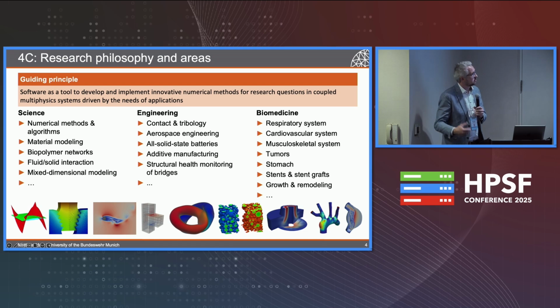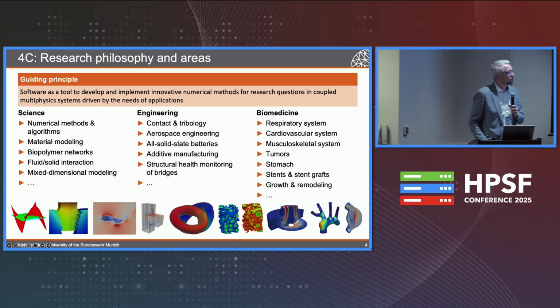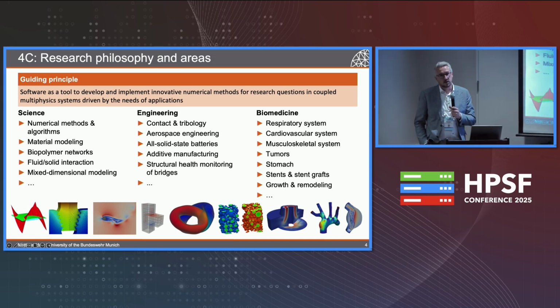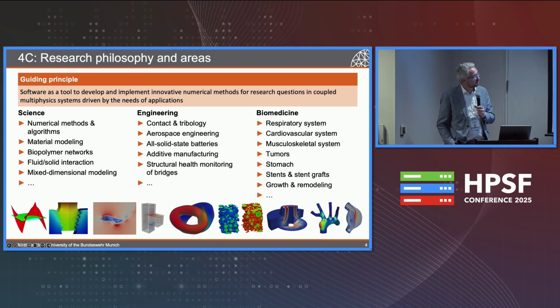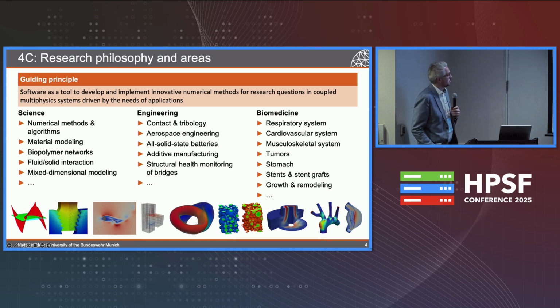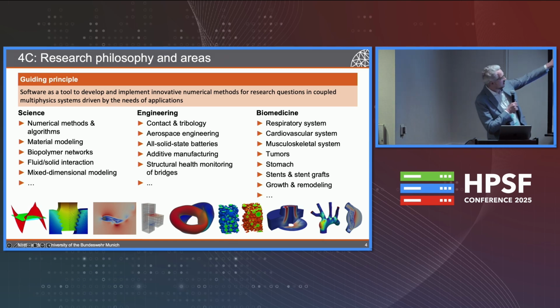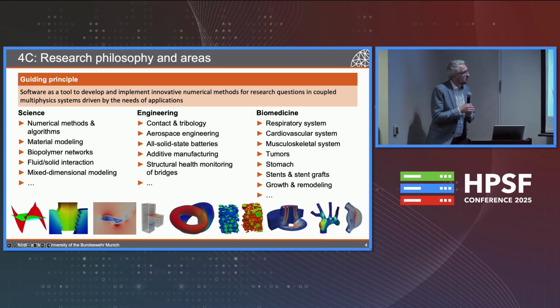Our guiding principle is that we want to use software as a tool to implement and develop numerical methods, but always with a strong focus on answering research questions in coupled multiphysics systems. Here are some exemplary areas. We do basic science, like developing numerical methods and algorithms. We look into material modeling, and, for example, biopolymer mechanics, like a biophysics application.